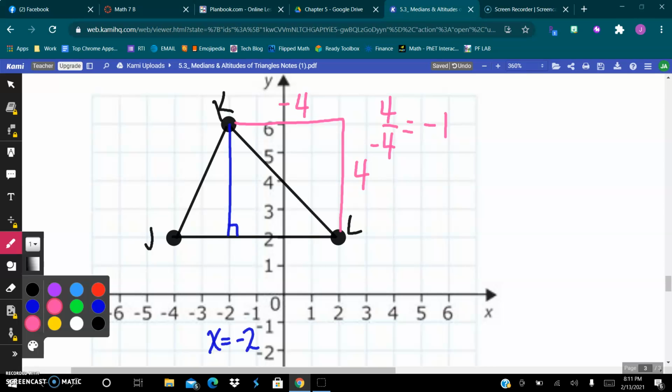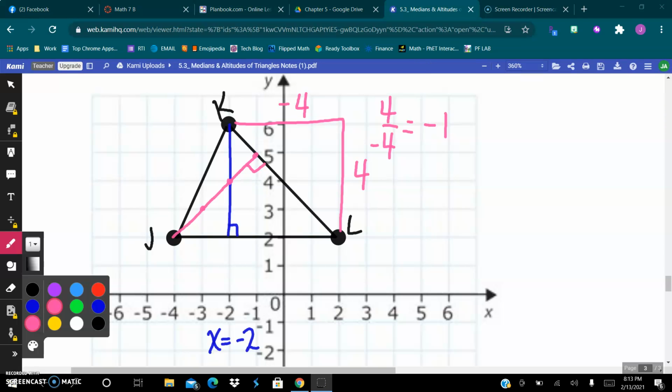So in order to be perpendicular to this line KL, it has to come from the point J, because it has to come from the point across opposite of that segment. And we're going to have a line with a slope of 1. So I'm going to go up 1, over 1, up 1, over 1, up 1, over 1. So I'm going to try my best to draw this line here. It's going to have that line.